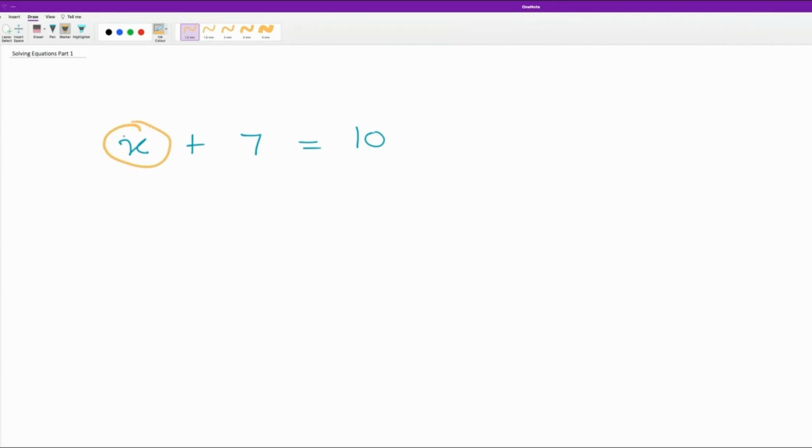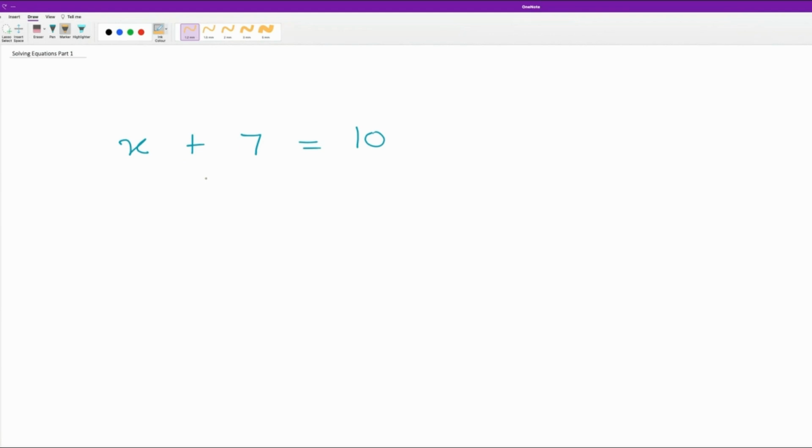So by isolating this x, we need to ensure we have to move this plus 7 over to the other side. Now in our key rule, we talked about doing the opposite. Now what is happening to the x? The x is being added to 7. So to move this plus 7 to the other side, we're going to do the opposite of what it's doing.